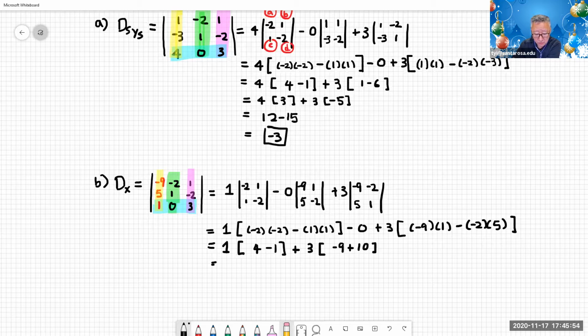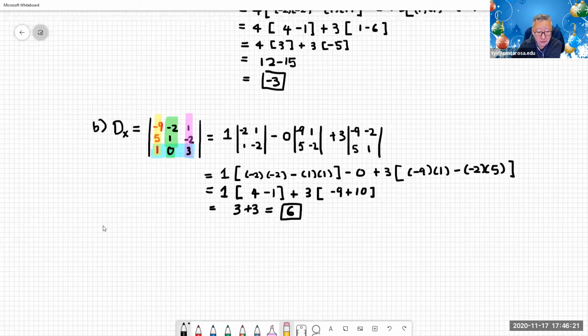Okay, so what we have here is going to be 4 minus 1, which is 3, times 3. 3 times 1, you get 3 here. Minus 9 times plus 10, you get 1. Positive 1 times 3, you get positive 3. We have 6. So D of x is going to be 6.